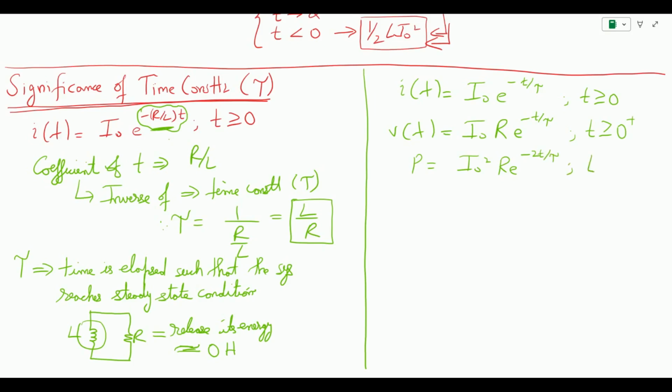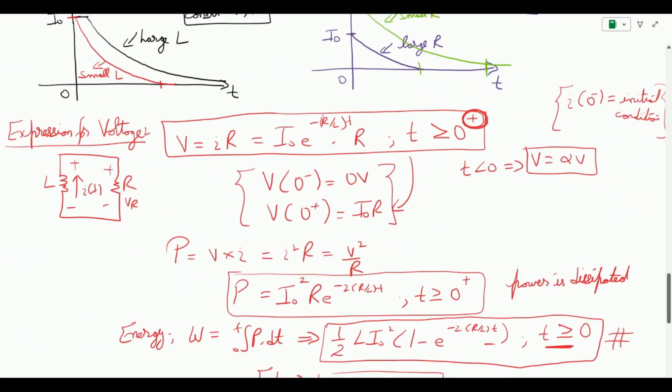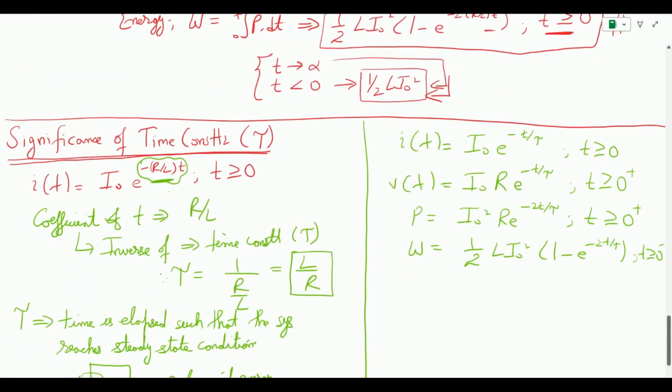tau for t greater than or equal to 0 plus, and the energy is now written as half L I naught square times 1 minus e raised to power minus 2t by tau for t greater than or equal to 0 plus. So these are all the equations that are revisited and rewritten in the form of tau. And now we know that tau is another term that can help us understand how much time the system will take to release its energy, or how much time the system will take to reach its steady state condition.